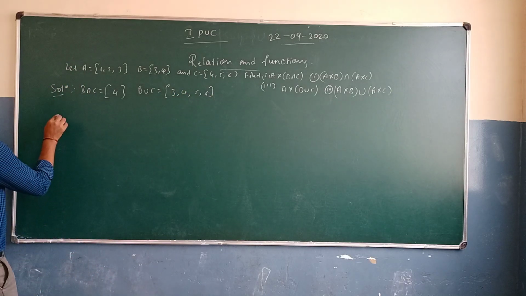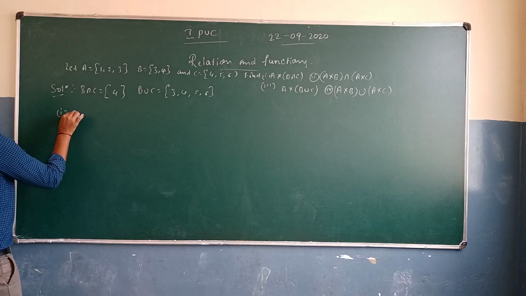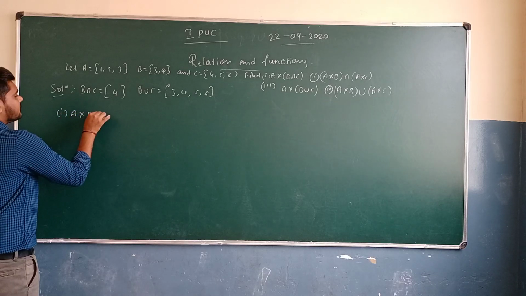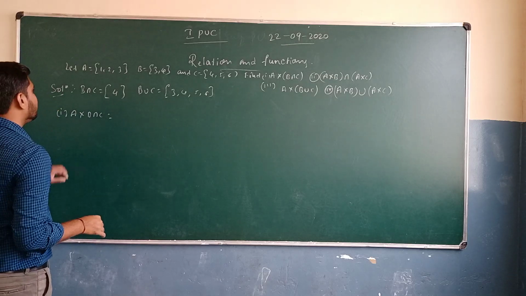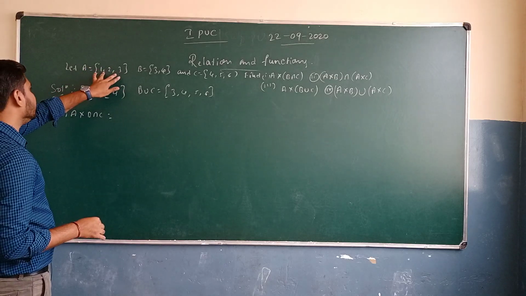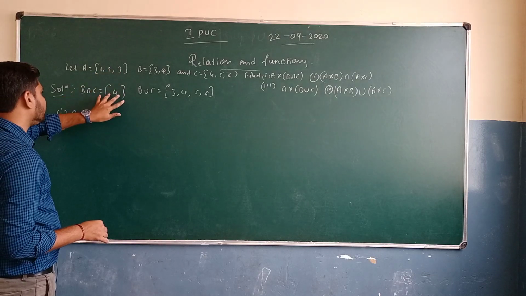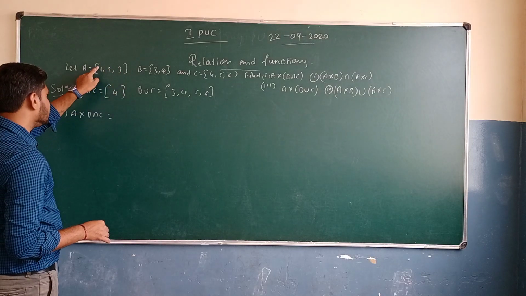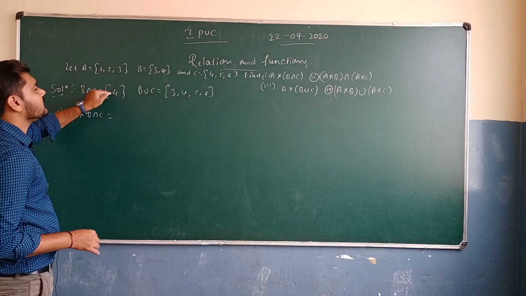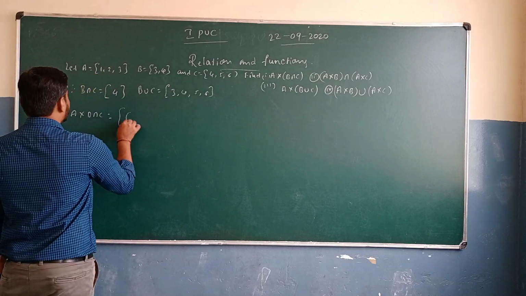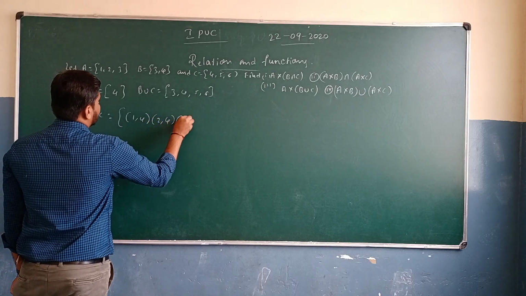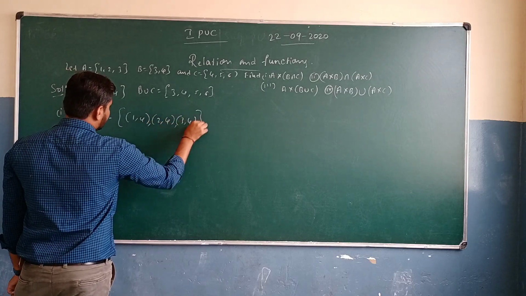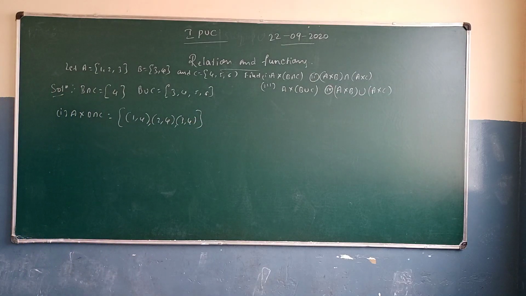For the first one, A cross B intersection C is equal to A cross {4}. The elements of A are 1, 2, 3, and these 3 elements form the Cartesian product with 4. So it's going to be 1,4, 2,4, 3,4. These are the 3 elements present in the Cartesian product A cross B intersection C.